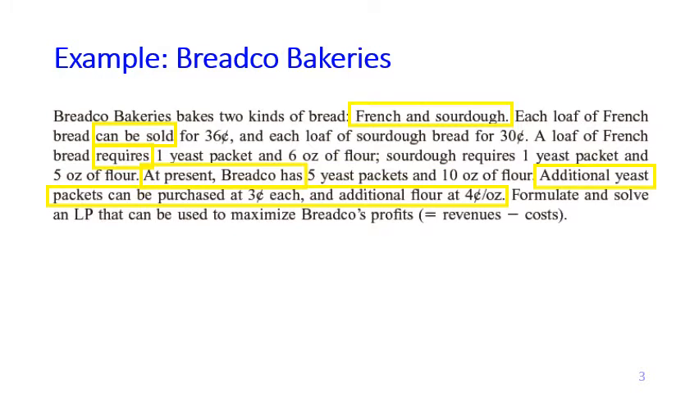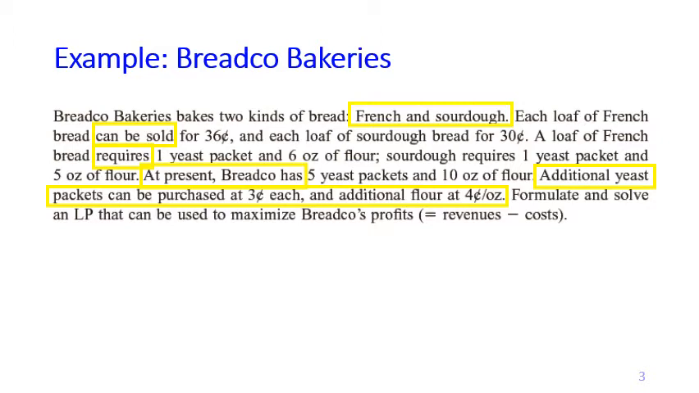And then here it says additional yeast packages can be purchased at 3 cents each and additional flour at 4 cents per ounce. So here, because it is talking about you can buy something more, but it costs you something, then it must be about the objective function as well. Because it says finally that you want to maximize bread co's profits, revenues from selling the breads, and costs from buying additional packets of yeast and flour.